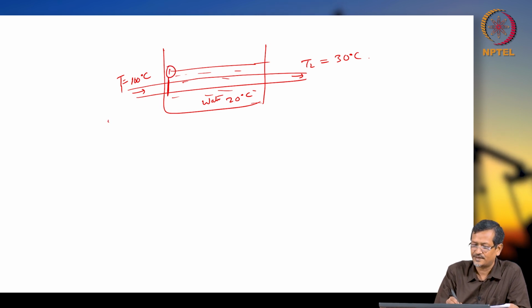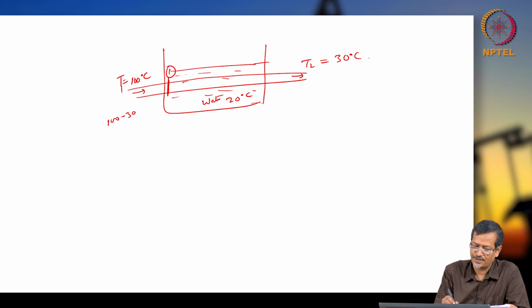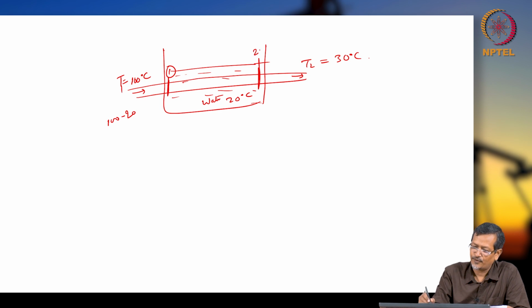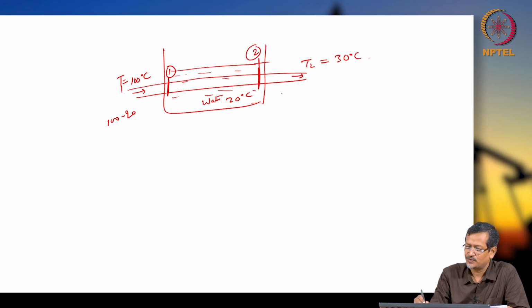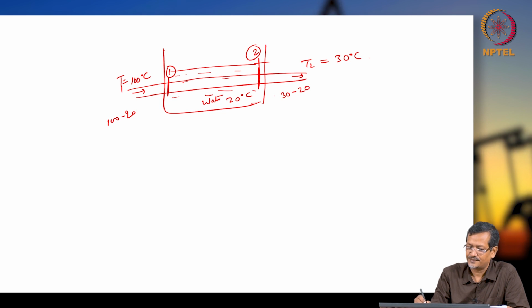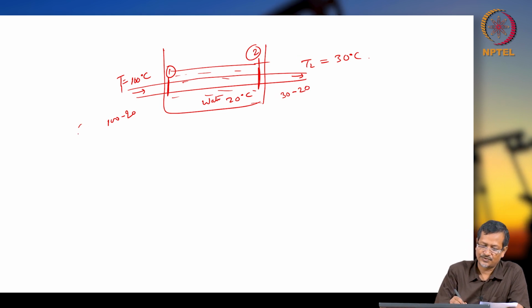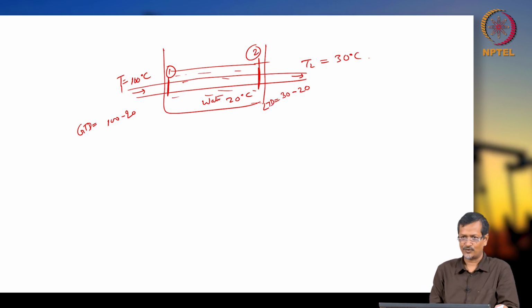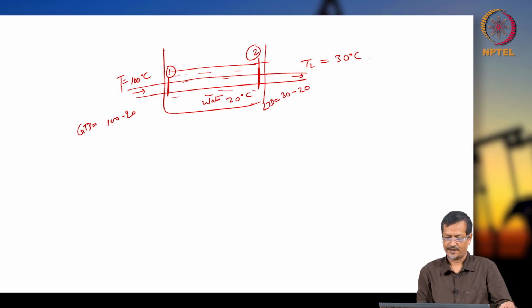So what is the temperature difference at the beginning, at this location? The temperature difference will be 100 minus 20. And here at point 2, the temperature difference will be 30 minus 20. So this will be the GTD and this will be the LTD, the greater temperature difference and the lower temperature difference.